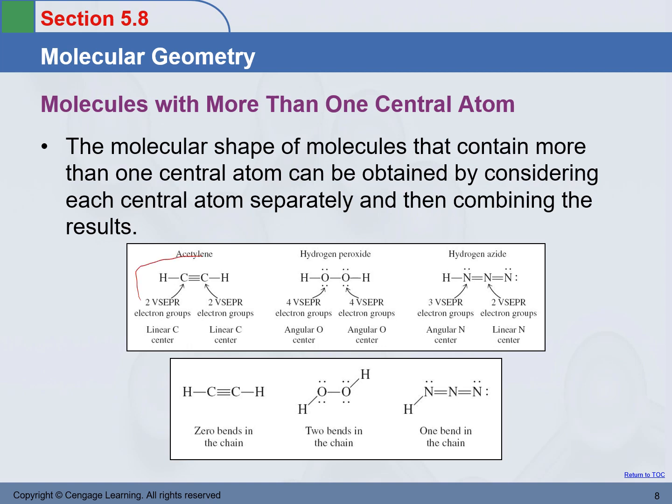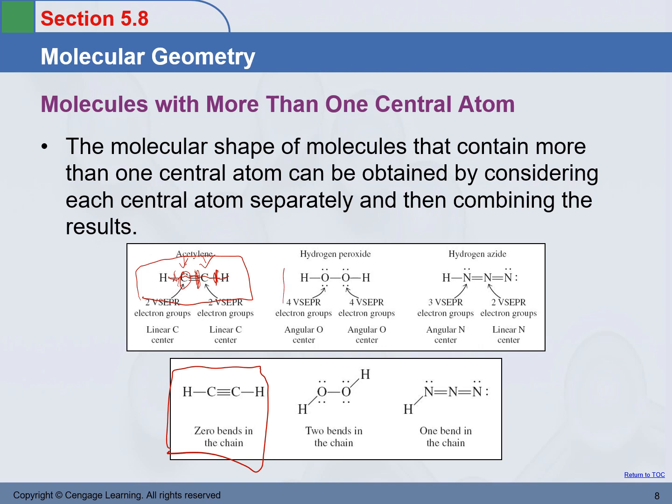The first one is acetylene. There are two center atoms, each one a carbon. Let's look at the first carbon. The first carbon has two groups of electrons around it, so it's going to be linear. The second carbon has two groups of electrons around it, also linear. So the whole thing is a linear molecule. That's how the molecule looks: the whole thing, four atoms, stand straight in a line.